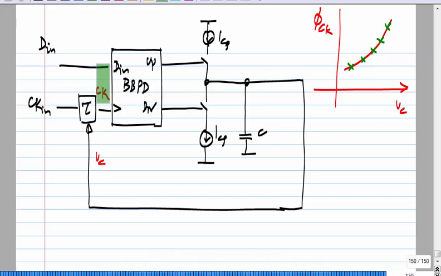So, one way, in principle okay, but in practice not solving our problem, is this tau, which is after all delaying the input clock based on Vc. So, based on Vc I select one of the phases available to me. Okay. So, now I want to get rid of the capacitor also, what should I do?